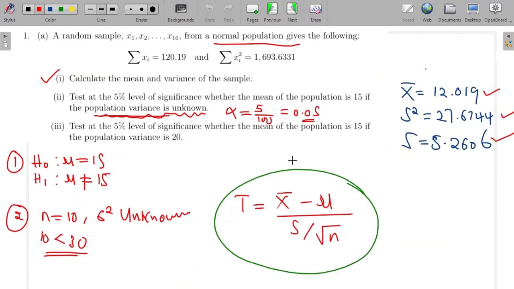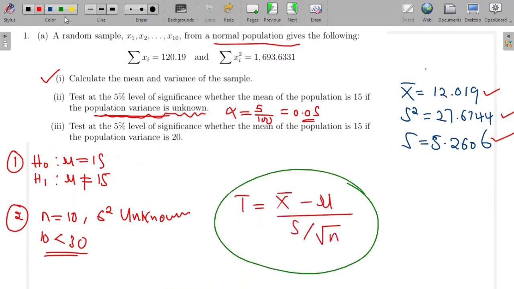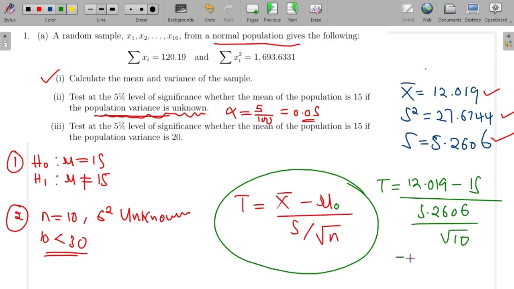So no wonder I picked this one. And then let's calculate the t value. The second thing is just to calculate this t value. So t value will be equal to x bar, which is 12.019, minus the population mean, which I should take note is this 15, over the standard deviation for the sample, 5.2606, divided by the root of 10. So we punch this onto the calculator and see what we get.